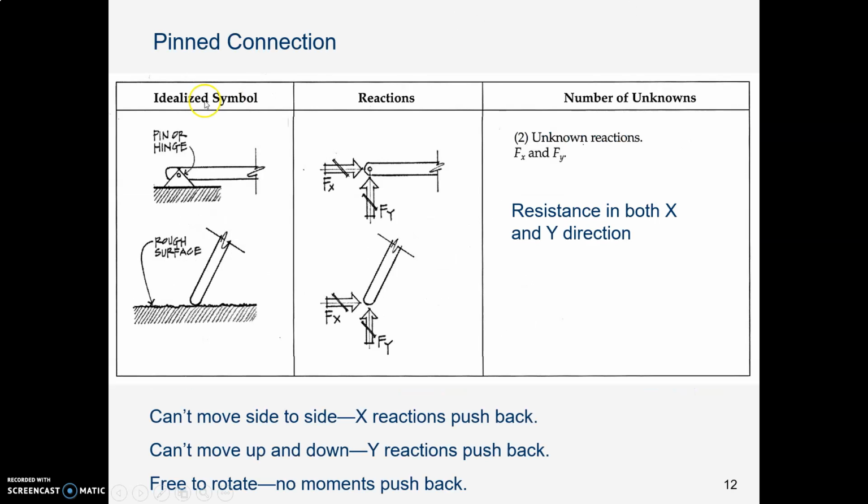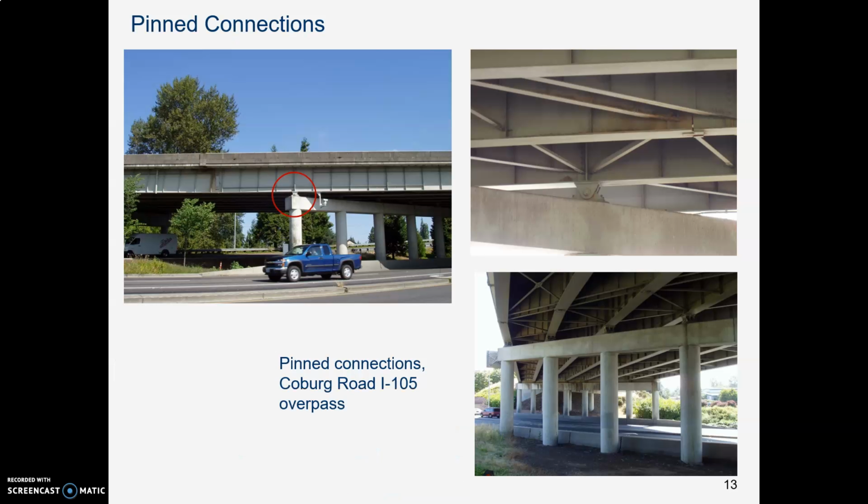A pinned connection you might draw like this in the upper left corner, where you have some kind of ear with a bolt through it, let's say, or whatever it is. That beam cannot move in the X direction and it cannot move in the Y direction. So it cannot move side to side. There is an X reaction. And it cannot move up and down. There is a Y reaction. So it can rotate. There's not a resisting moment, but there is a reaction in the X direction and a reaction in the Y direction.